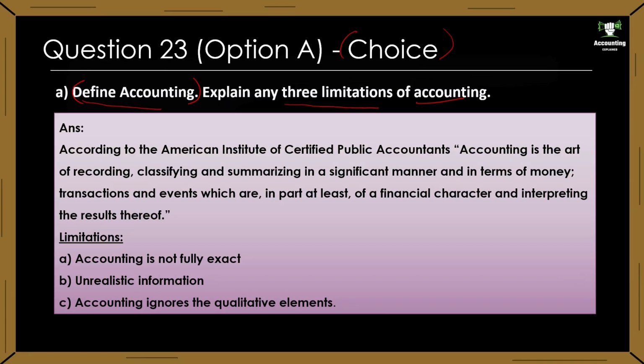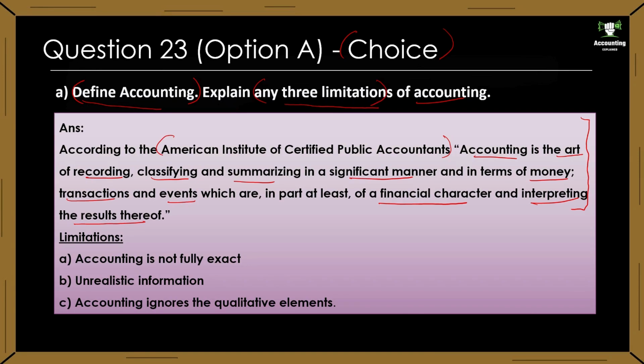So the answer is, according to the American Institute of Certified Public Accountants, accounting is the art of recording, classifying and summarizing in a significant manner and in terms of money, transactions and events which are in part at least of a financial character and interpreting the results thereof. So write this definition without any change. Next, they have asked for any 3 limitations.